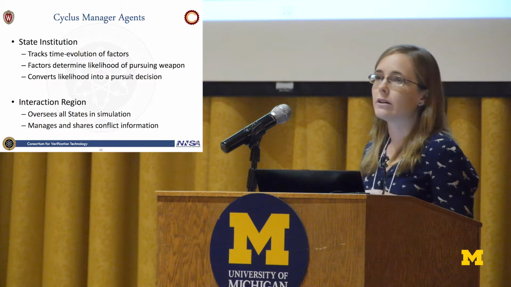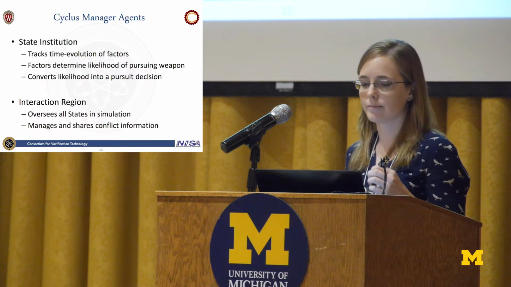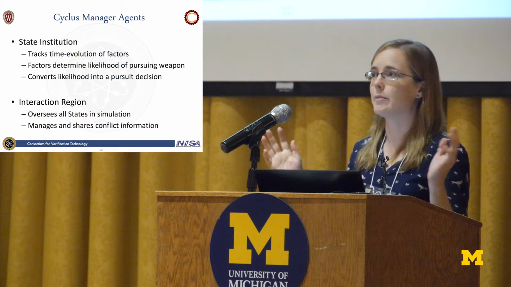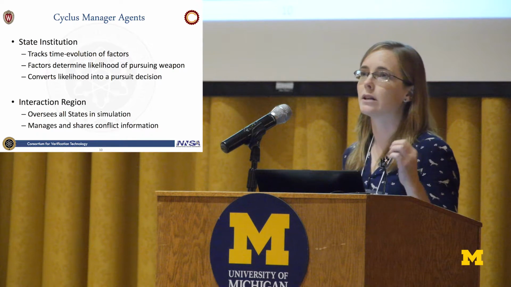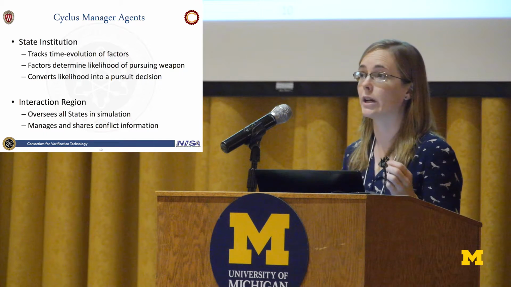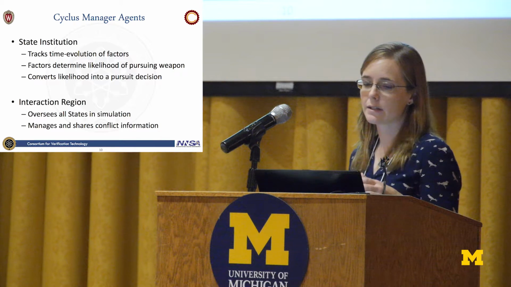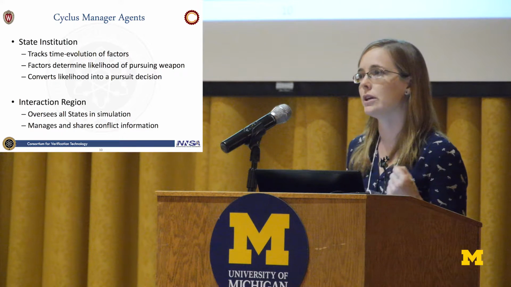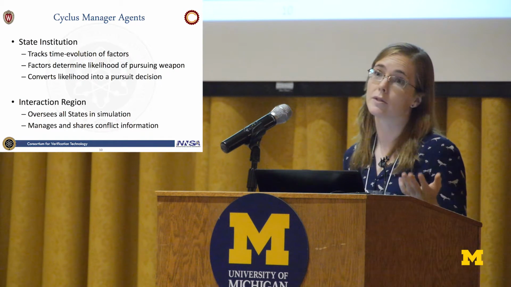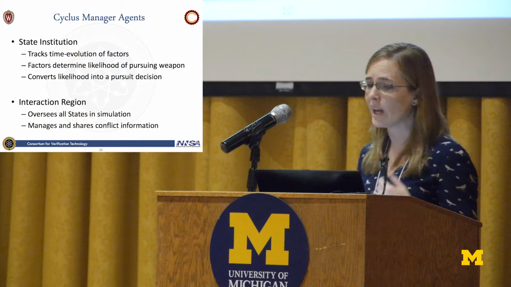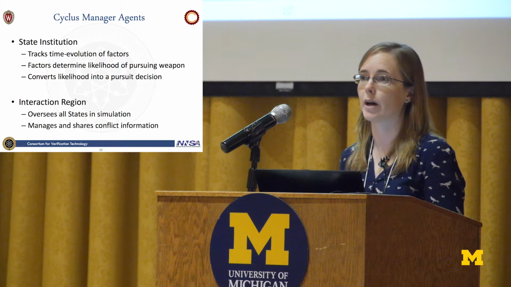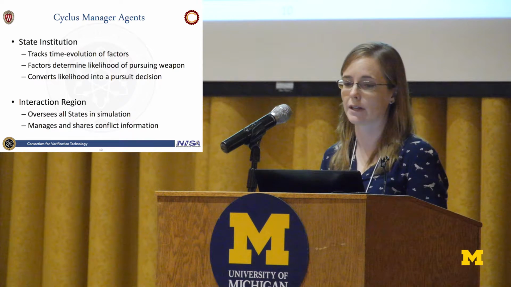This is an overseer manager, and so it basically knows what's happening everywhere in the simulation. And this is done so that we can track these external factors that require coordination between states. So this interaction region keeps track of if country A is in conflict with country B, then country B also knows it's in conflict with country A. And it shares that information with each of the individual states so that they can make their calculations about whether or not they're going to pursue on a specific time step.